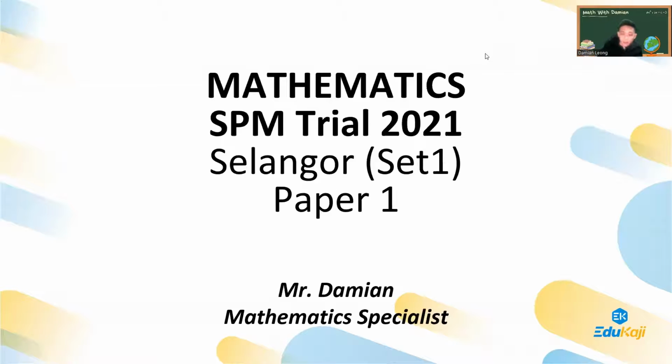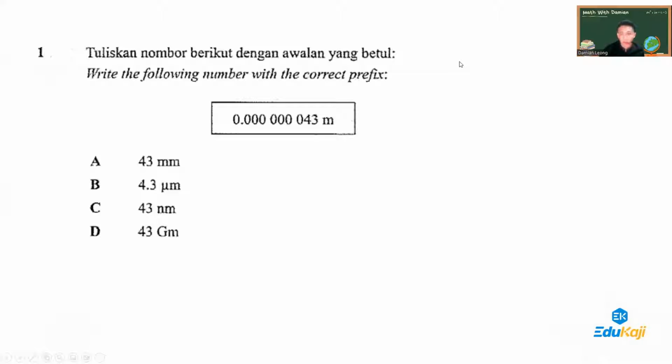Let's look at the Mathematics SPM Trial paper for 2021, Selangor, first set, paper 1. So if we look at the questions, we look at question 1 here. I want to write the following number with the correct prefix. This is 0.000000043 meters. I want to convert to either one of these units.